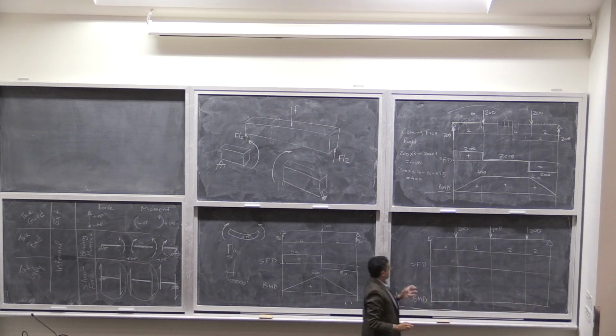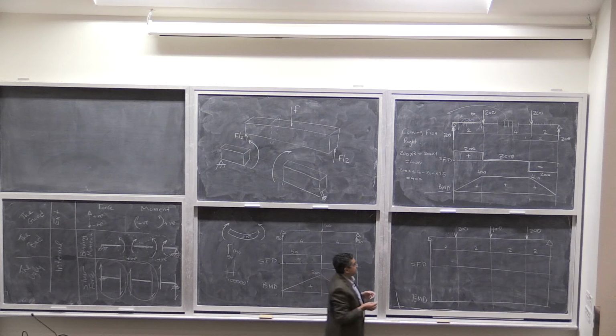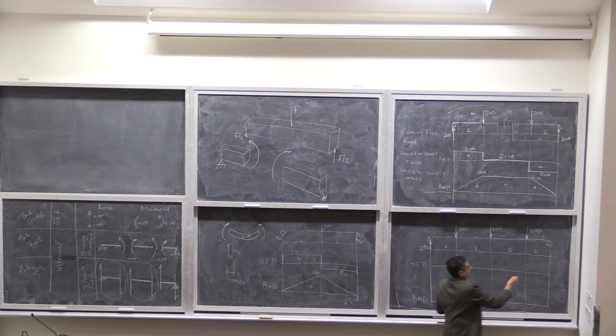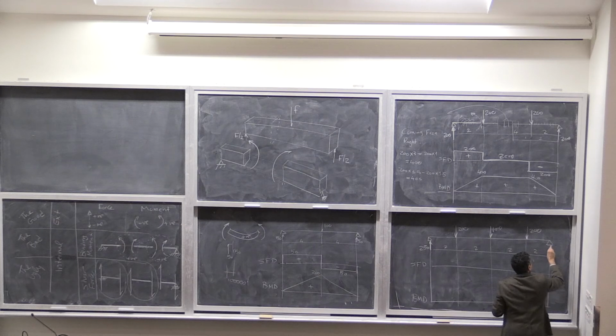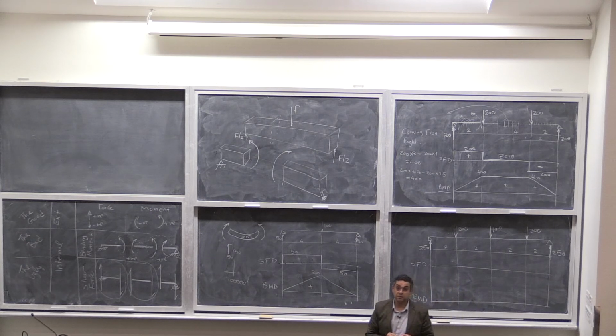So this beam has a 200, 100, and a 200. I can find the reactions very easily. This is 250, and this is 250. And I want a smart student to draw the shear force and the bending moment diagram in 2 minutes.